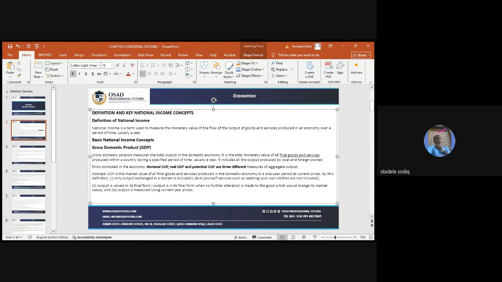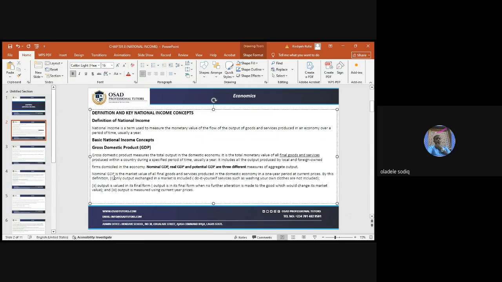So what is nominal GDP? Nominal GDP is the market value of all final goods and services produced in the domestic country in a one year period at current prices. Please take note of this. I repeat again, nominal GDP. When we hear nominal GDP, it is what they can ask you in exam. So nominal GDP is the market value of all final goods and services produced in the domestic economy in a one year period at current prices.